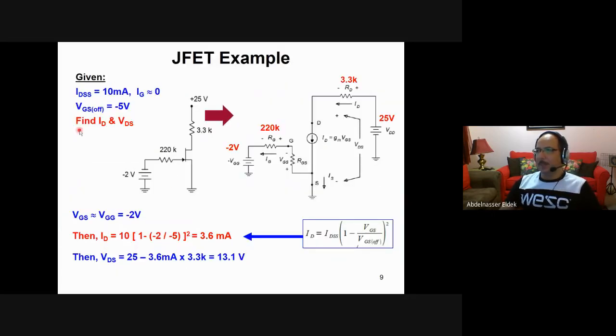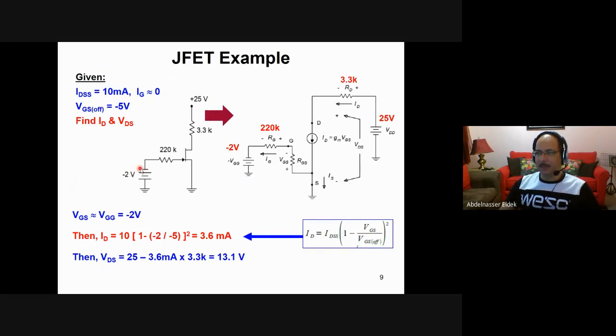So let's see an example. We have this circuit here. All of the examples are so simple for the JFET. We have a drain voltage of 25 volts, and then R drain equals 3.3 kilo ohm. And then we have the gate, 220K, and this is VGG. Sorry, it is negative 2 volt. It's 2 volt, of course.